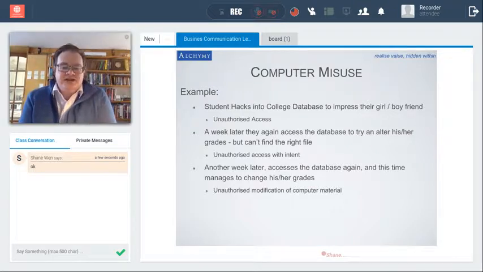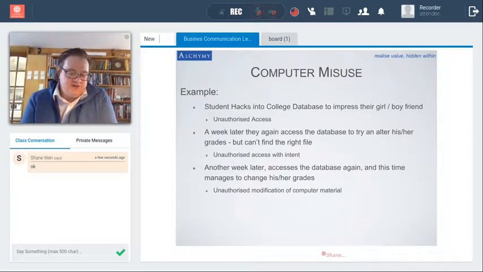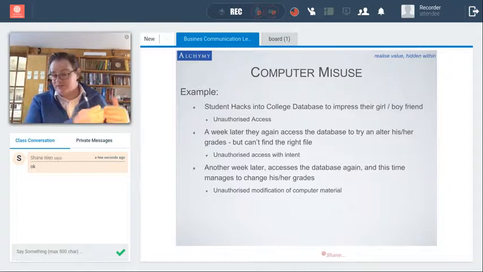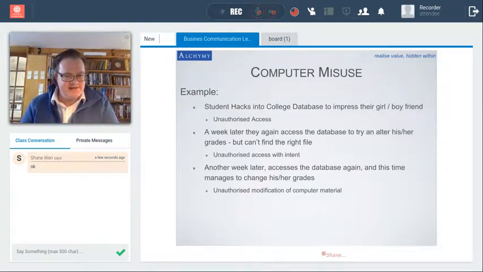So let's say a student hacks into a college database to impress their girlfriend or boyfriend, right? So if they hack the database, they're coming in under the first element, that unauthorized access. They're accessing information that they really shouldn't have access to. It's not that there's been a data breach and they've accidentally got it. They have deliberately gone in and accessed information. That's an offense.